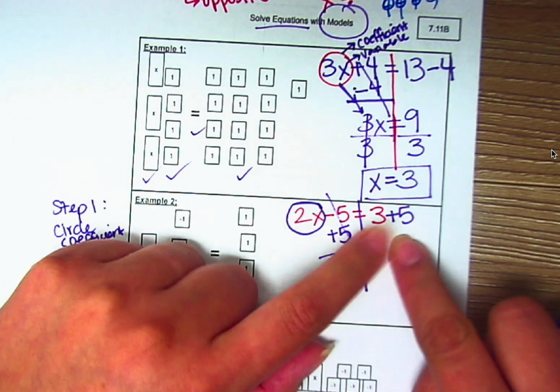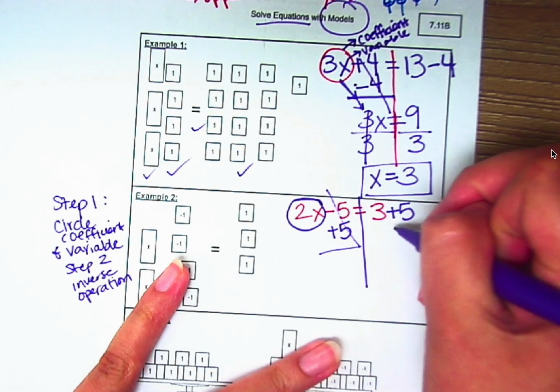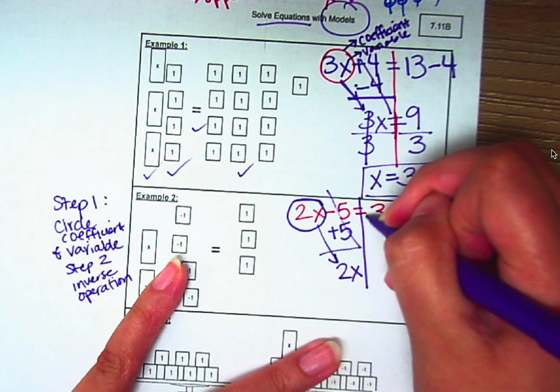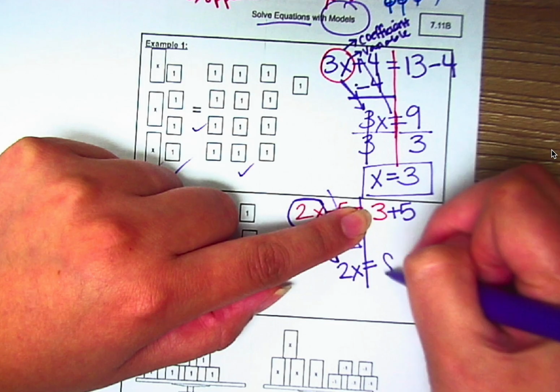Make sure you make it its neighbor. Do not put it underneath. Put it right next to it. So we got these cancel out. Bring down my 2x. Bring down my equal sign. 3 plus 5 is 8.